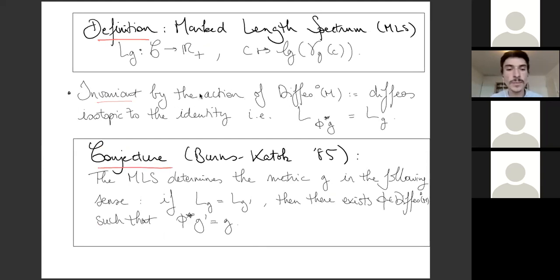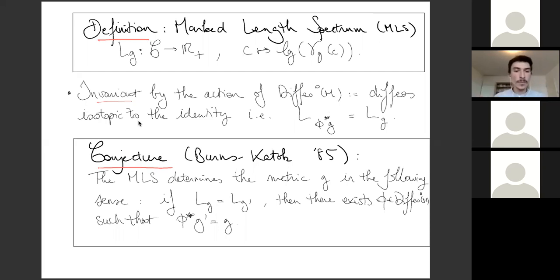What is important here is that this map that I just defined, the marked length spectrum, is invariant by the action of a natural group, which is the group of diffeomorphisms which are isotopic to the identity. Namely, if you take such a diffeomorphism and you consider phi star of G, the pullback of the metric G by this diffeomorphism, then the two metrics G and phi star of G have the same marked length spectrum. And it's very important here that the diffeomorphism is isotopic to the identity.